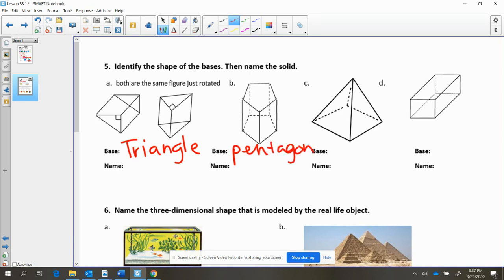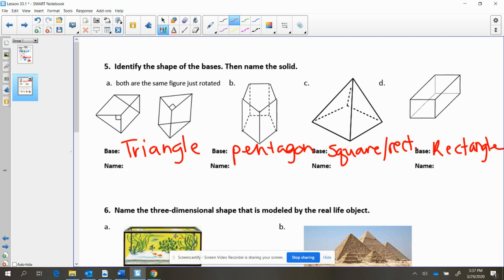In the next example, our base is a little hard to tell, but you could have called it a parallelogram. You could have called it a square, possibly. Probably the best name here is a rectangle, since they're not giving us a lot of information if the sides are congruent or not. And then last but not least, in example D, our best bet here is going to be considered a rectangle-shaped base.